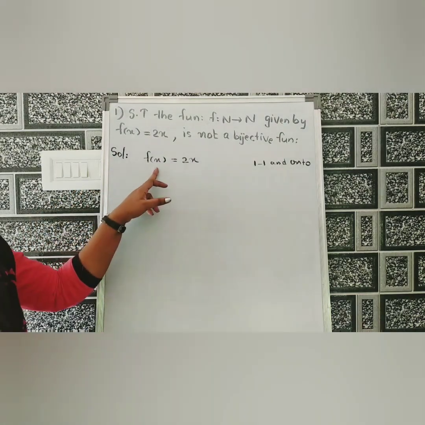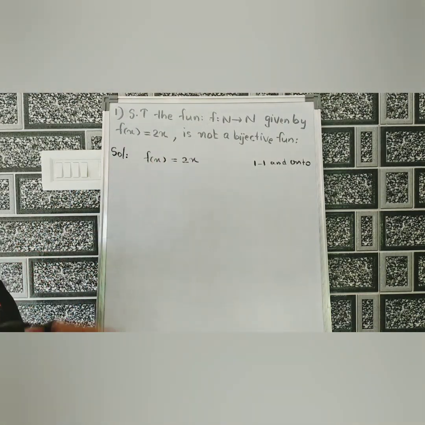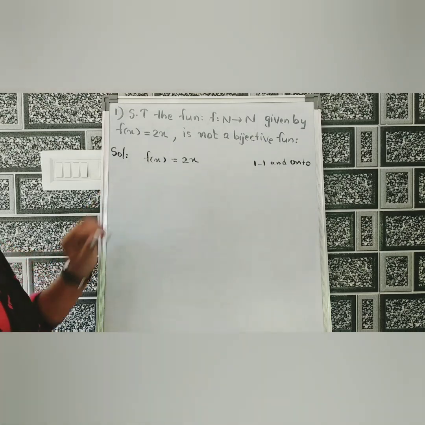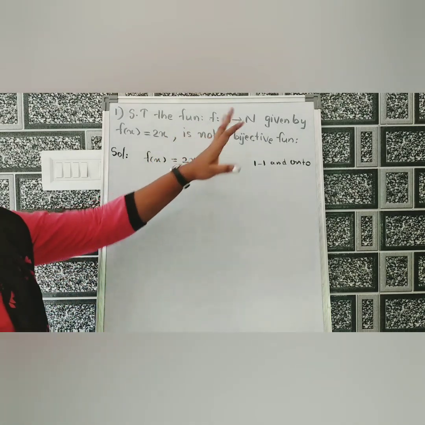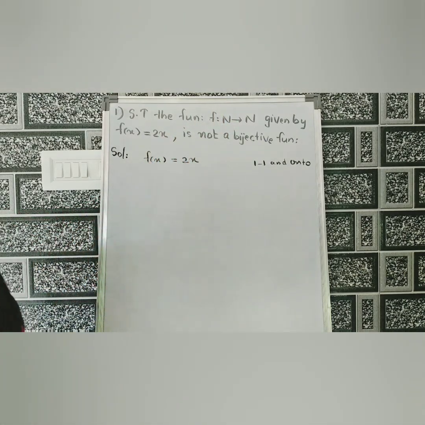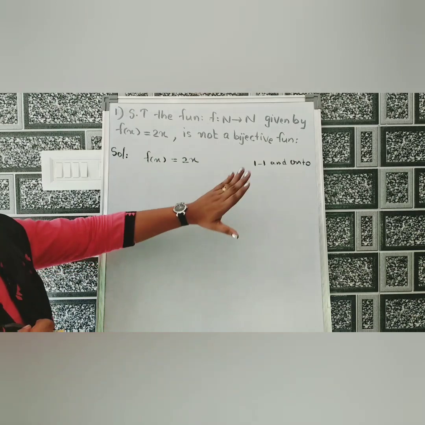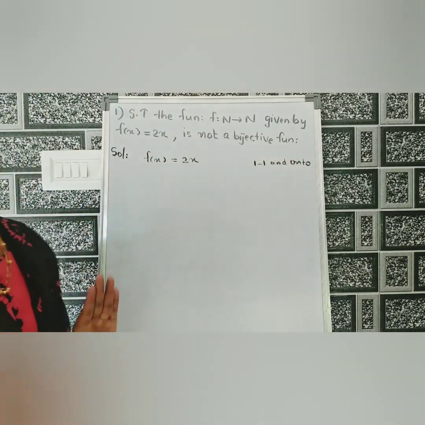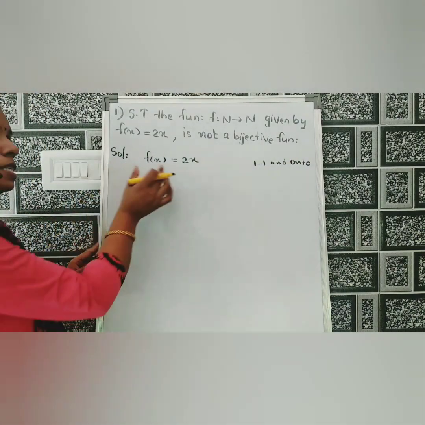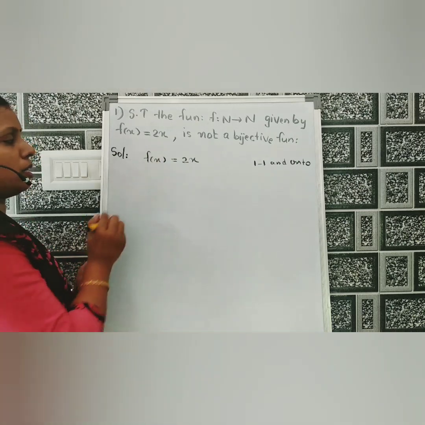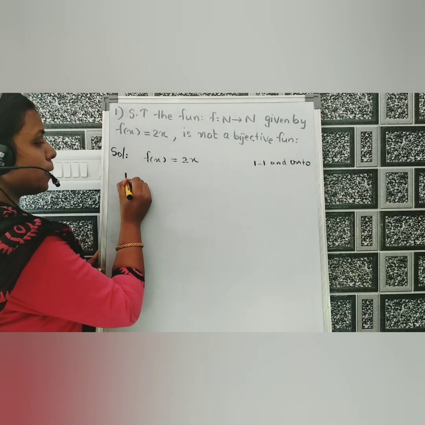Here the function is f(x) = 2x. We know that if a function f is bijective, then f is both one-one and onto. First we check whether this function is one-one.